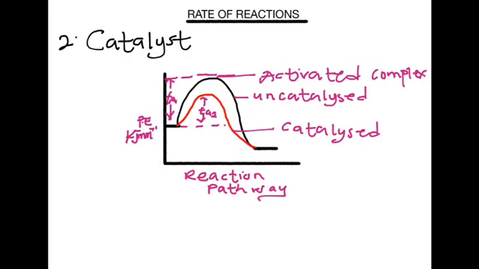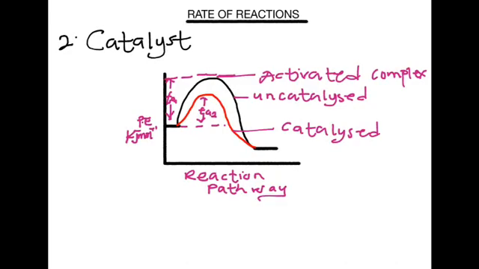The second factor is catalyst. Now we know that a catalyst increases the rate of a reaction, and it actually takes part in the reaction, but it doesn't get consumed. What it does is create a new reaction pathway which has a lower activation energy than the original reaction without any catalyst. This graph shows the activation pathways of the catalyzed reaction and the uncatalyzed reaction.